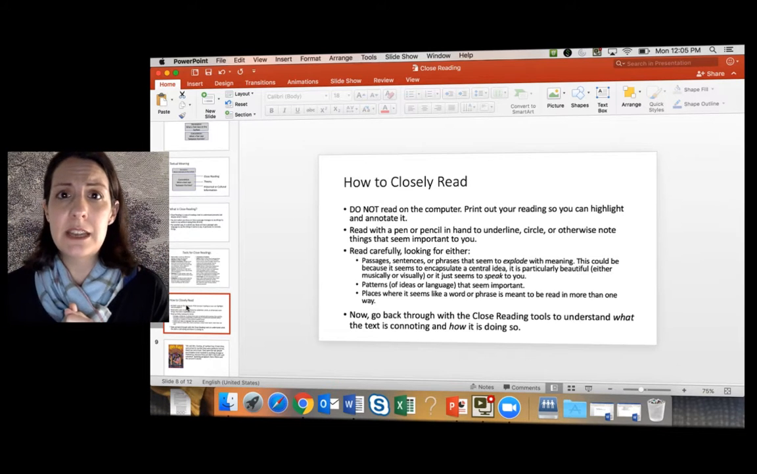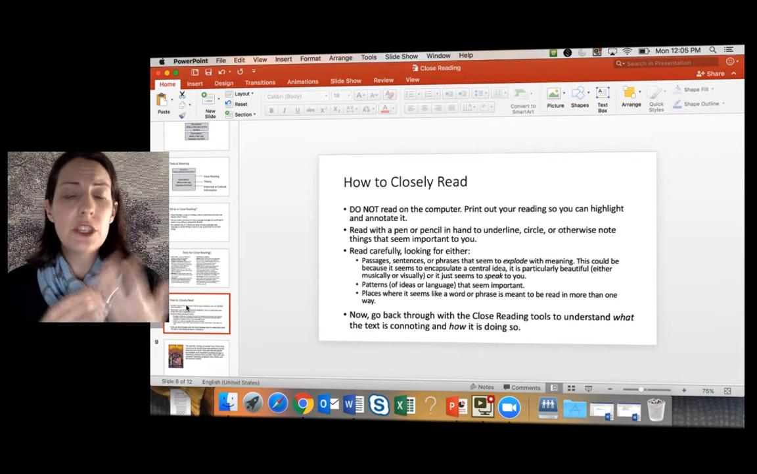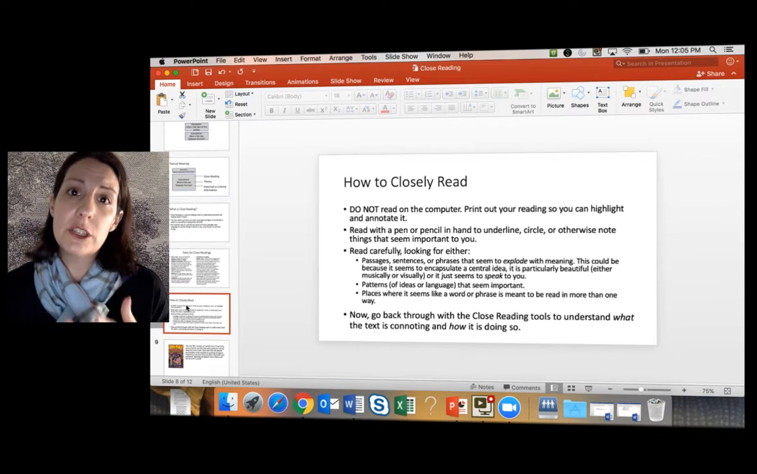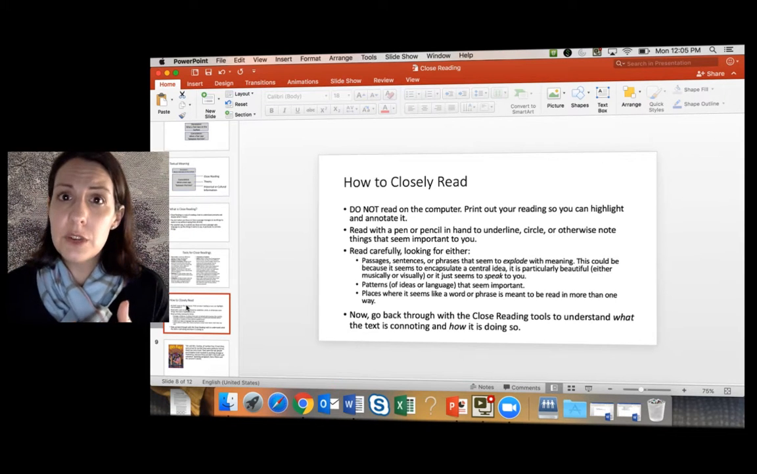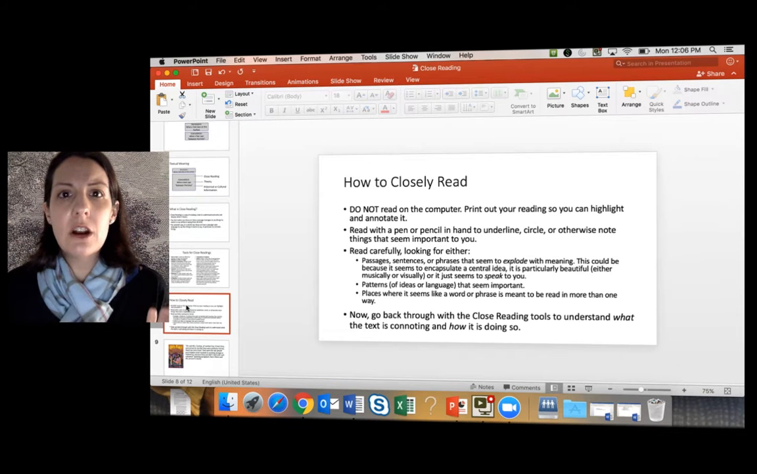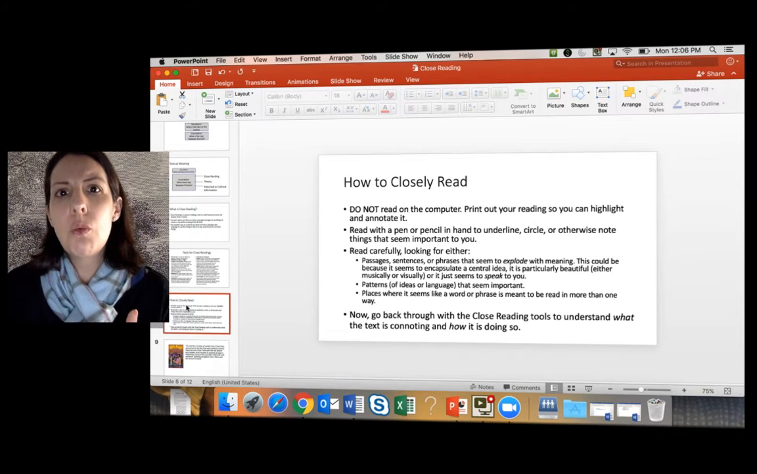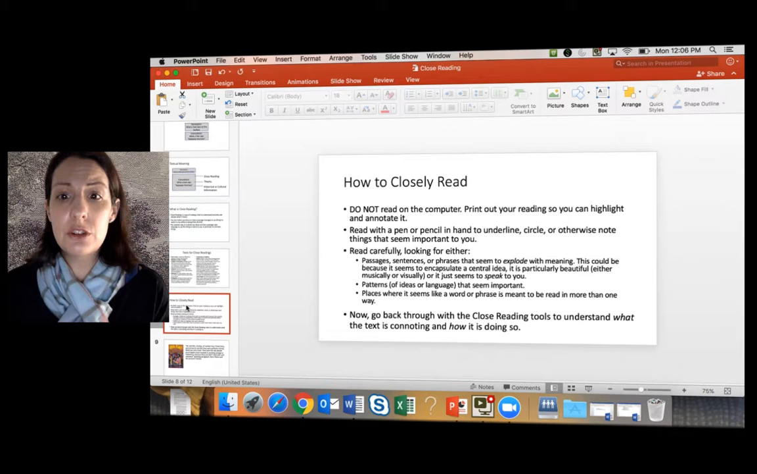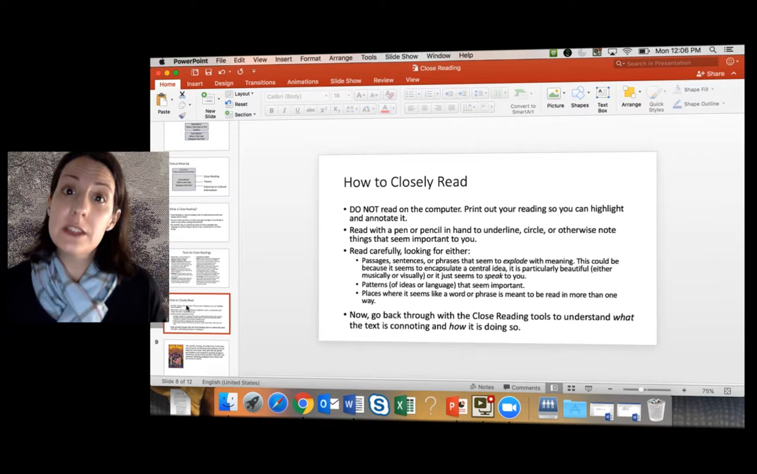The hairs on the back of your neck seem to stand on end, or you have a really strong emotional response to it. That can be an excellent starting point to begin to ask yourself questions about the text. The other thing you can read carefully for are patterns of ideas or of language that seem particularly important. Or places where the text seems to be asking you to read words or ideas in more than one way. So once you've read for and noted those things down, what you then are going to do is go back through using your close reading tools to understand what the text is connoting and how it is connoting it.